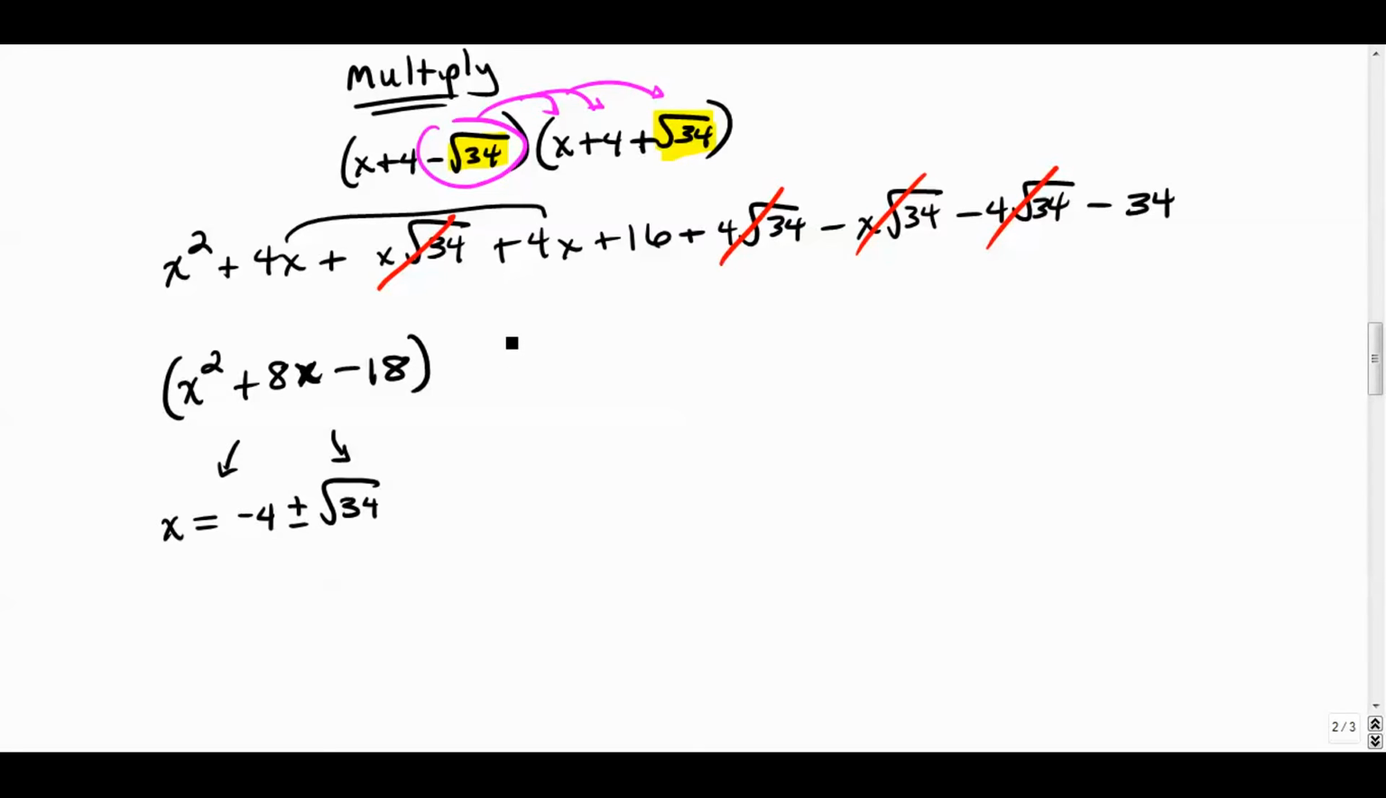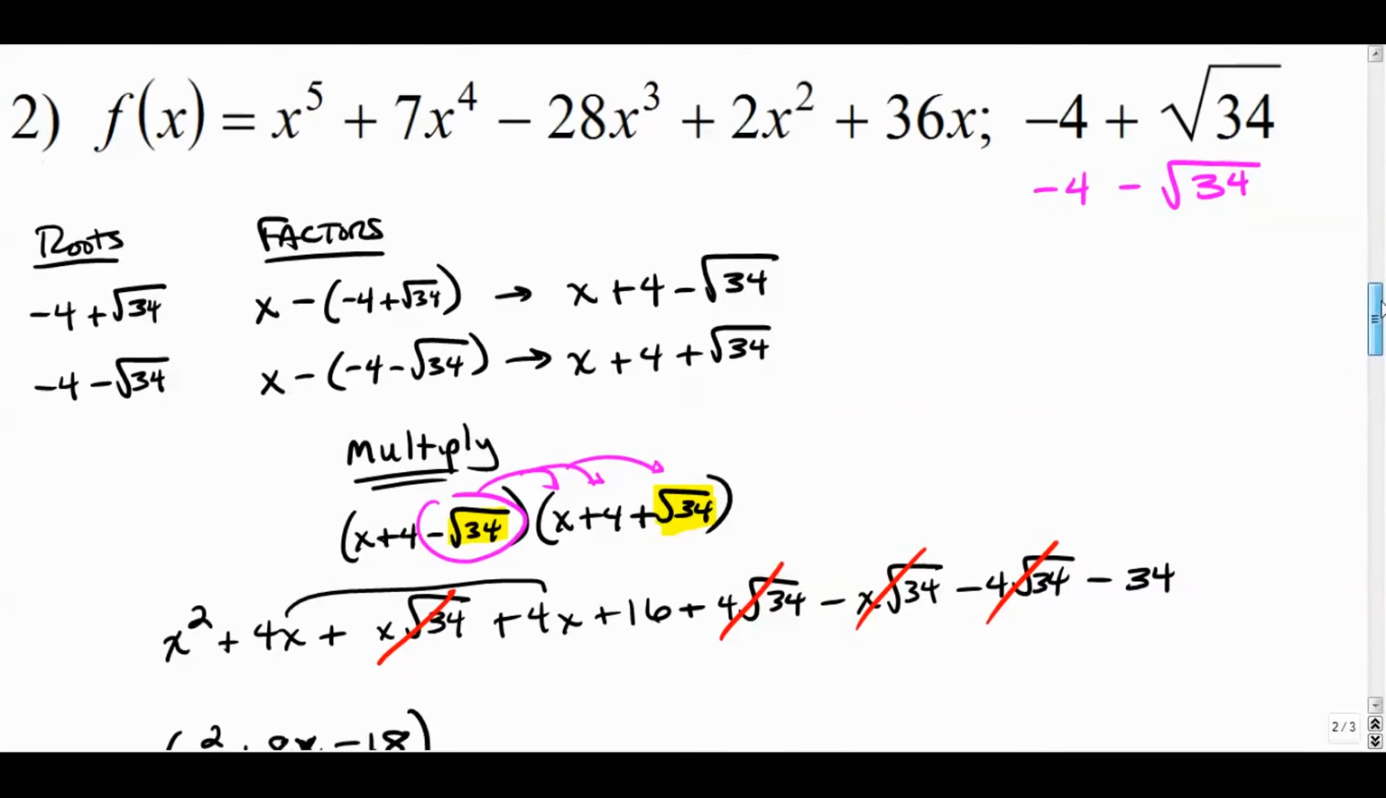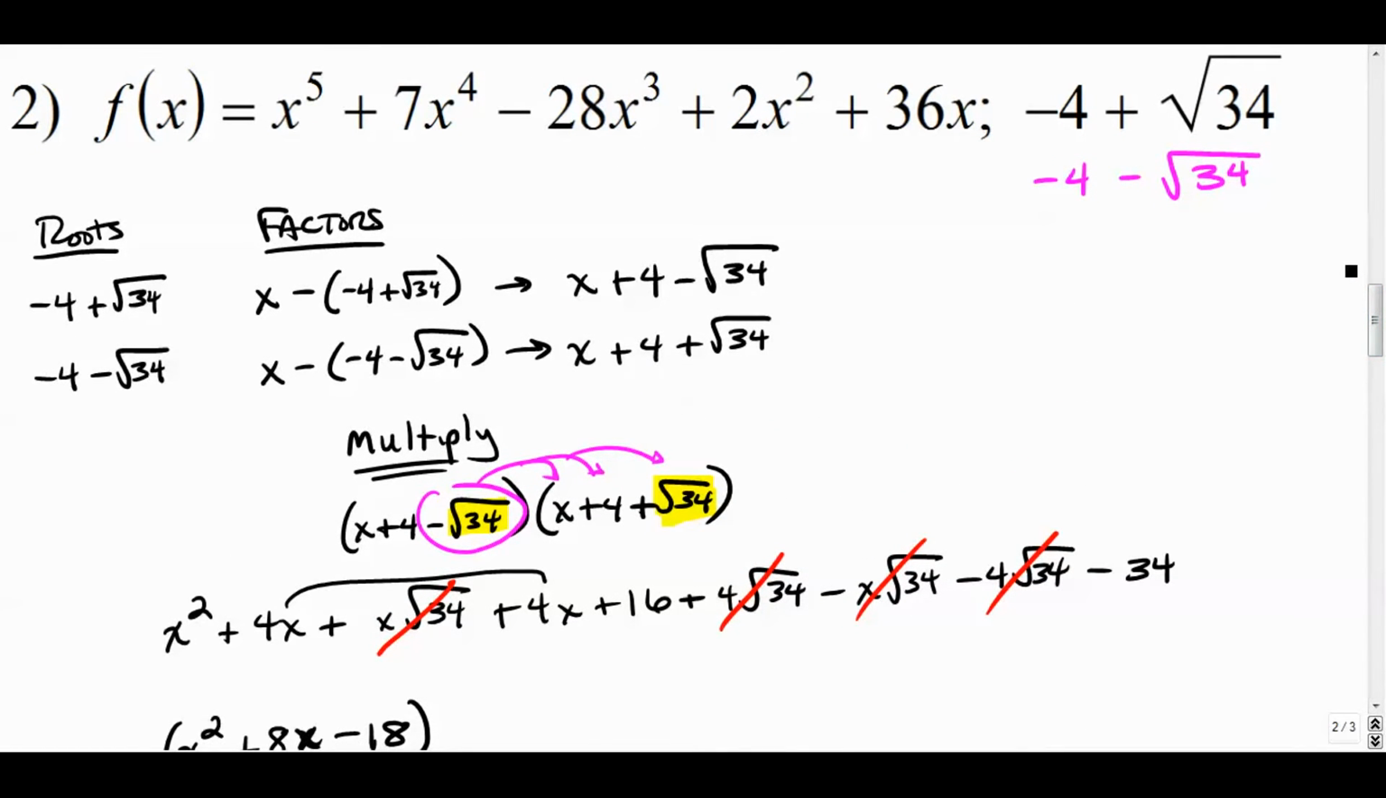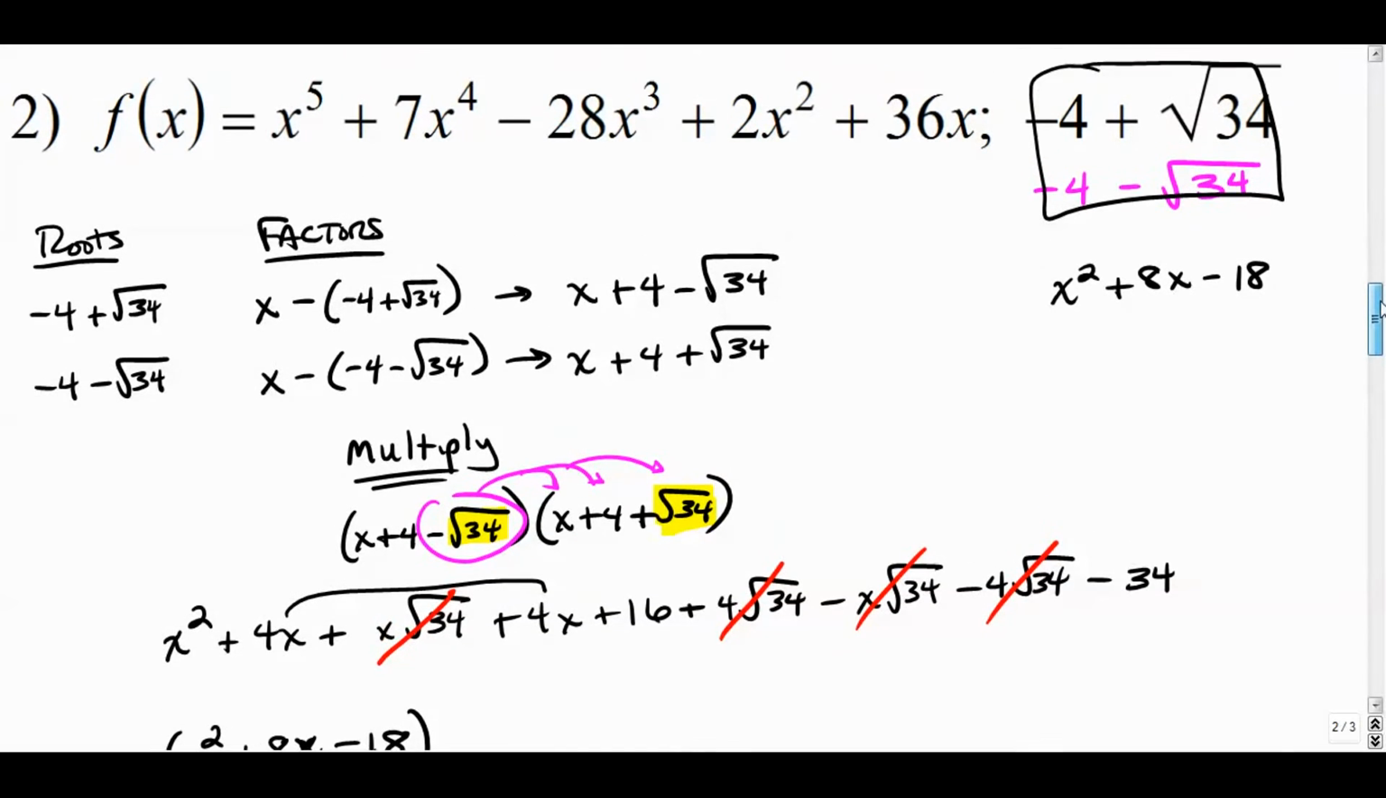So what I want to do is, if I scroll back up to my original problem, I have a 5th degree polynomial. These two roots come from x squared plus 8x minus 18. That's where they come from. So I need to take this quadratic out of this 5th degree. And by that I mean I just need to do some division. So I'm going to do some long division here.